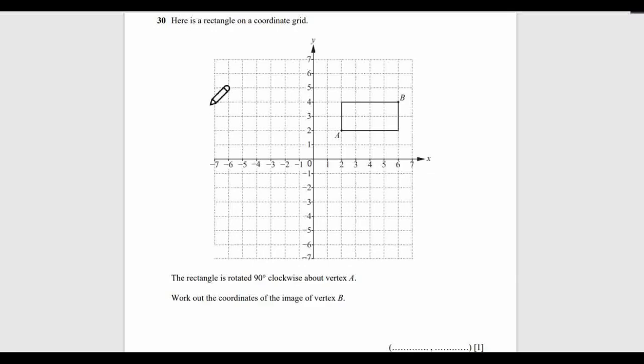Next, question 30. There is a rectangle on a coordinate grid. Here is the rectangle. The rectangle is rotated 90 degrees clockwise about vertex A. Now work out the coordinates of the image of vertex B after rotation 90 degrees clockwise. So 10 seconds from now here.